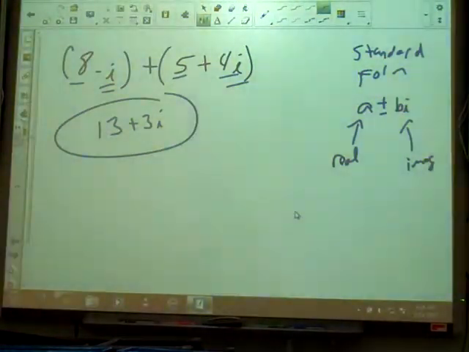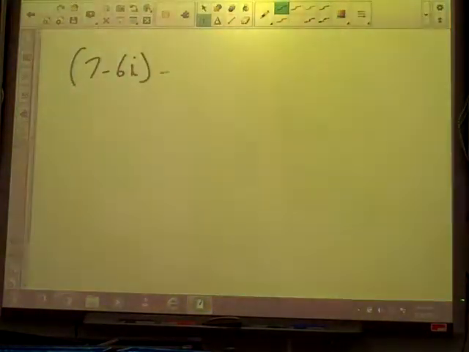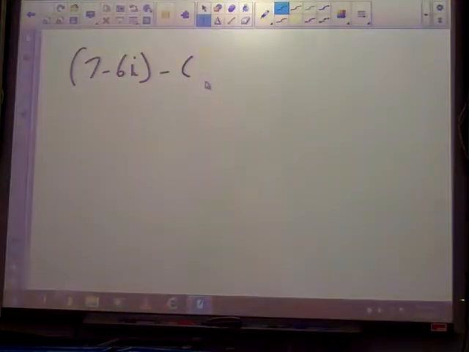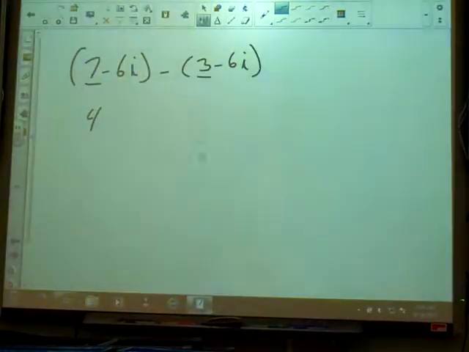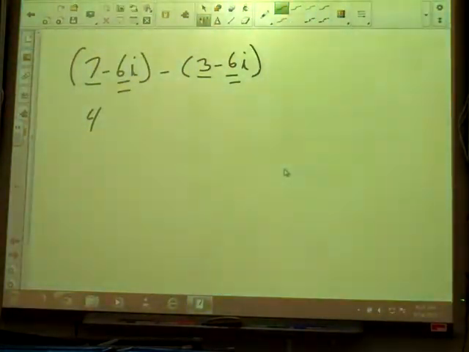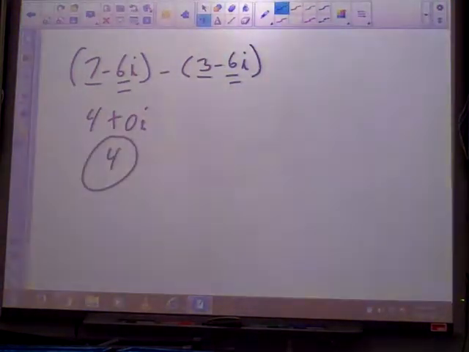All right, let's look at a subtraction. Let's look at a subtraction. Here I've got 7 minus 6i minus 3 minus 6i. It's the same concept, but you subtract. Go ahead, Chloe. 7 minus 3. Okay, so Chloe's got my real. 7 minus 3 is 4. And then negative 6i minus negative 6i, so that's negative 6 minus negative 6, which is 0i. So it's just 4.